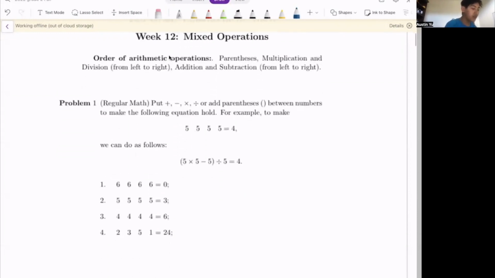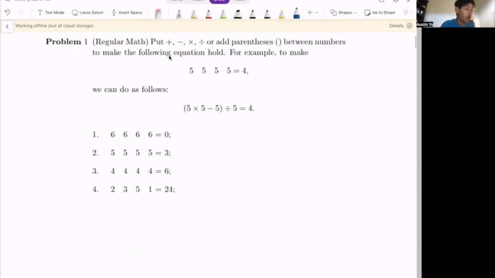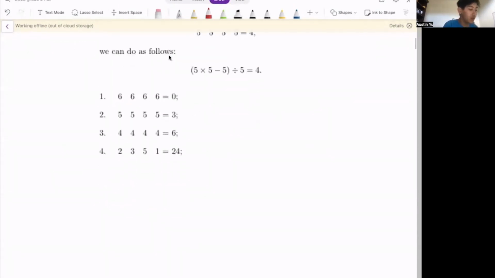Problem 1. Put the addition sign, minus sign, multiplication sign, or division sign, or add parentheses between numbers to make the following equation hold. For example, to make 5 blank 5 blank 5 blank 5 equals 4, we can do, in parentheses, 5 times 5 minus 5 divided by 5 equals 4. Let's see the below choices.